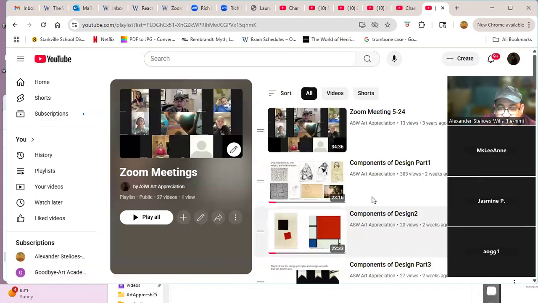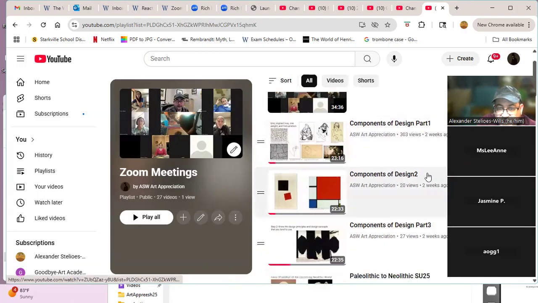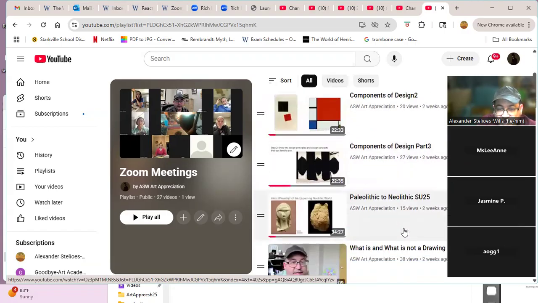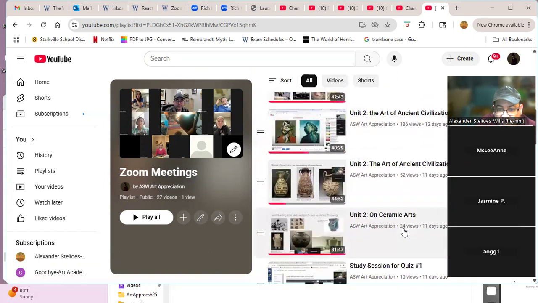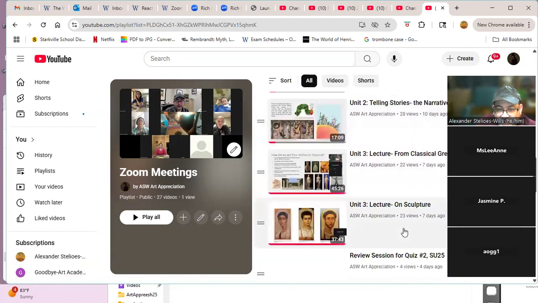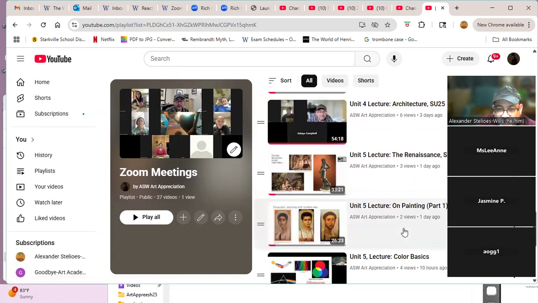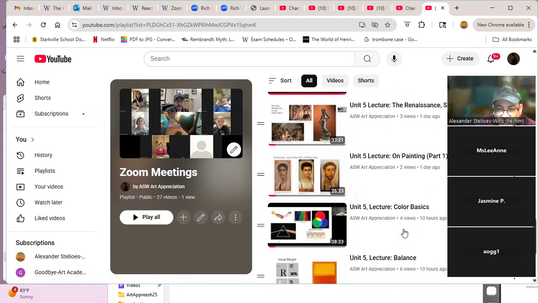In the Zoom meetings one, there are 3 lectures kind of early on called Components of Design Part 1, Components of Design 2, and Components of Design Part 3. And I'm looking to see if there's anything else. Do I repeat that anywhere? No. Okay.